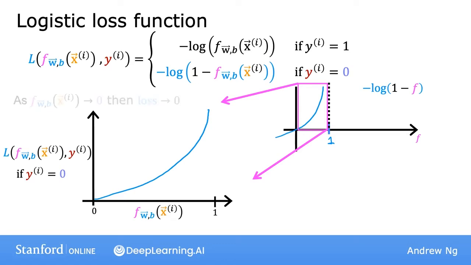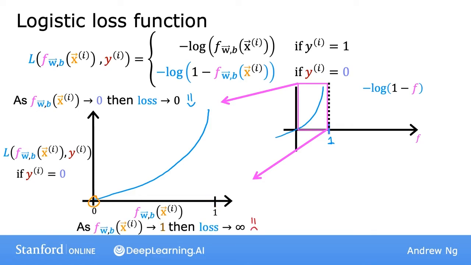So when f is 0 or very close to 0, the loss is also going to be very small, which means that if the true label is 0 and the model's prediction is very close to 0, well, you nearly got it right. So the loss is appropriately very close to 0. And the larger the value of f of x gets, the bigger the loss, because the prediction is further from the true label 0. And in fact, as that prediction approaches 1, the loss actually approaches infinity.